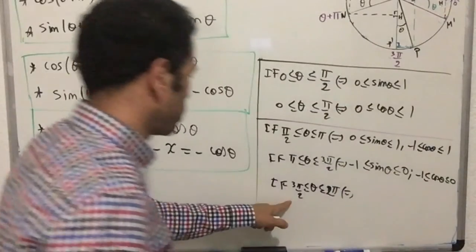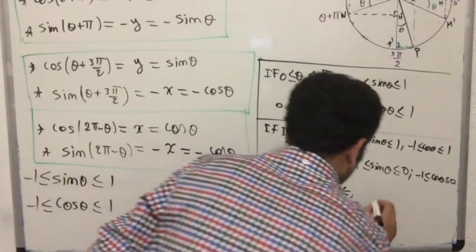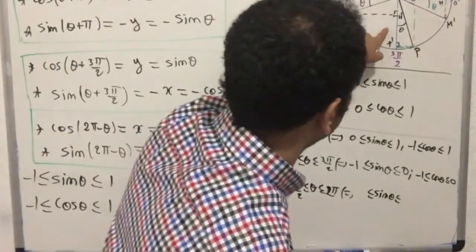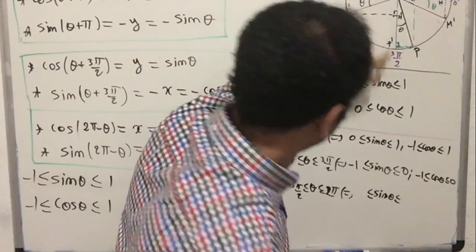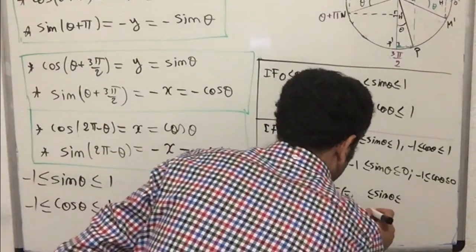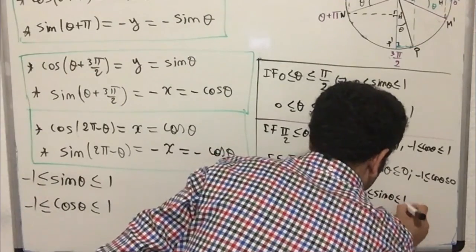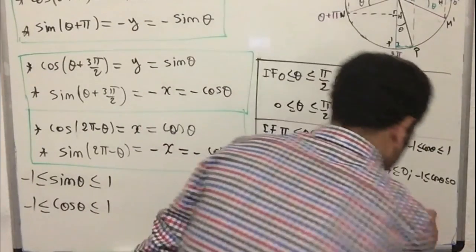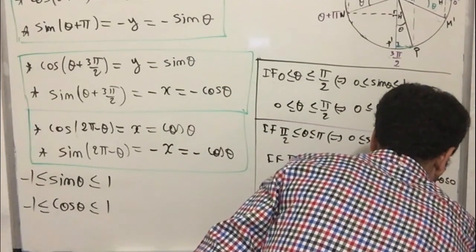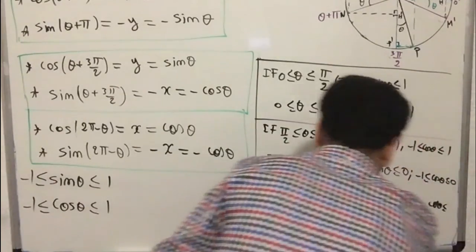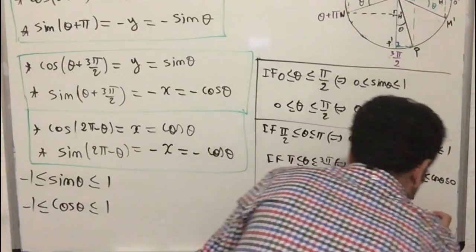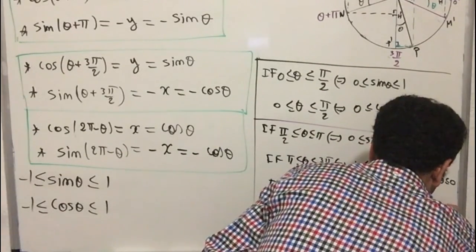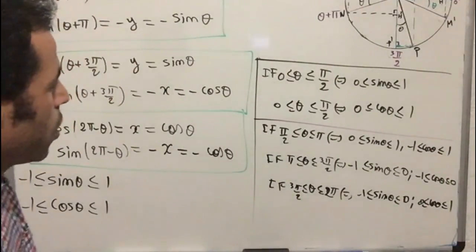If theta is between 3 pi over 2 and 2 pi, the sine theta is negative because it's located in the negative side of the vertical axis, which is between minus 1 and 0, larger or equal to minus 1 and inferior or equal to 0. For the cosine it is different: cosine theta is between 0 and 1.